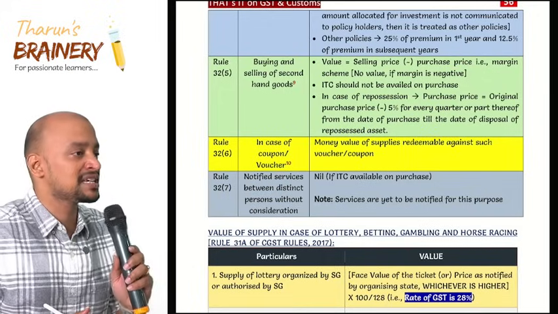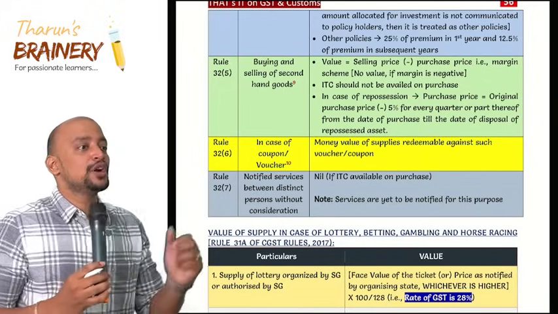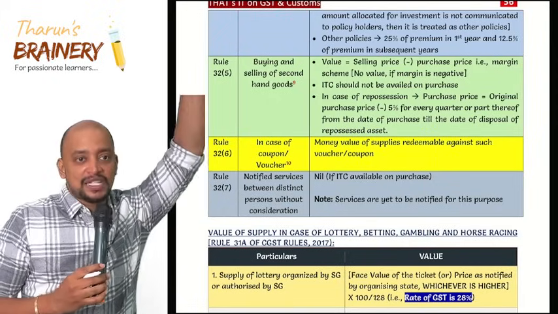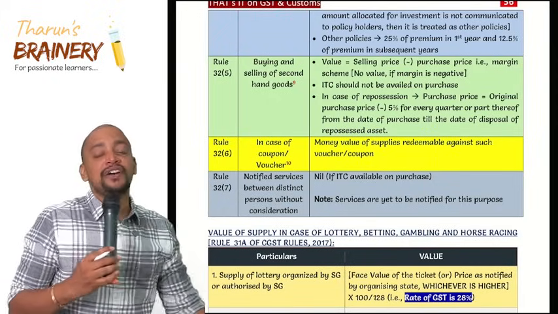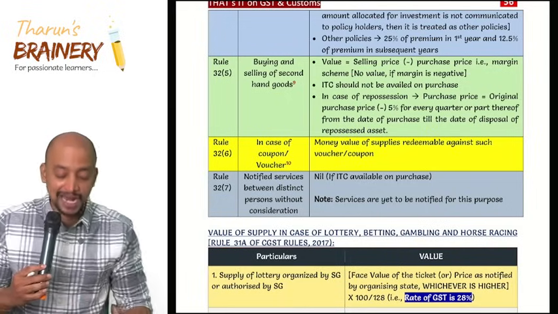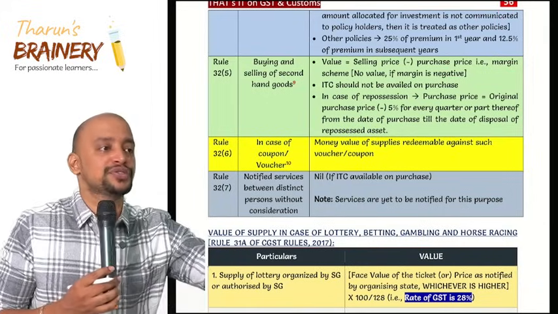What will be taken as the purchase price? He did not buy, because he repossesses it. So what should be taken? Original purchase price minus depreciation. How much is the depreciation? 5% for every quarter or part thereof from the date of purchase till the date of sale of repossessed goods.